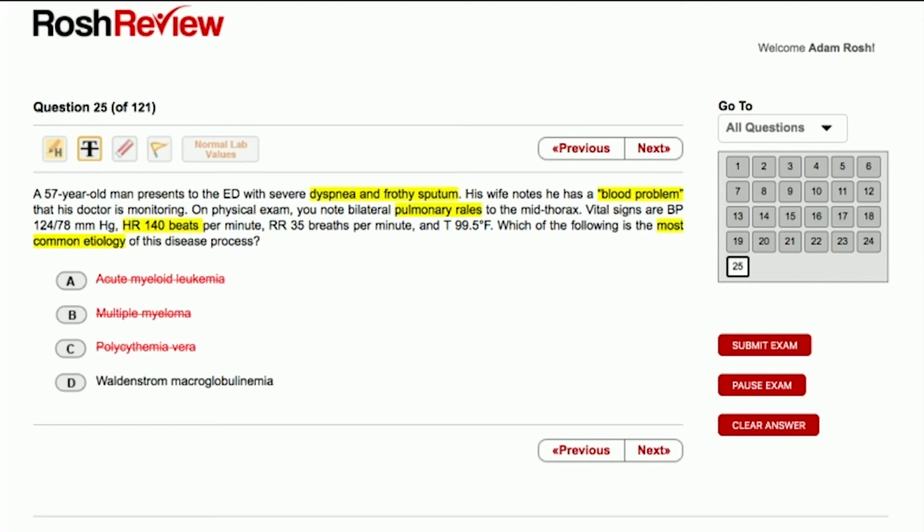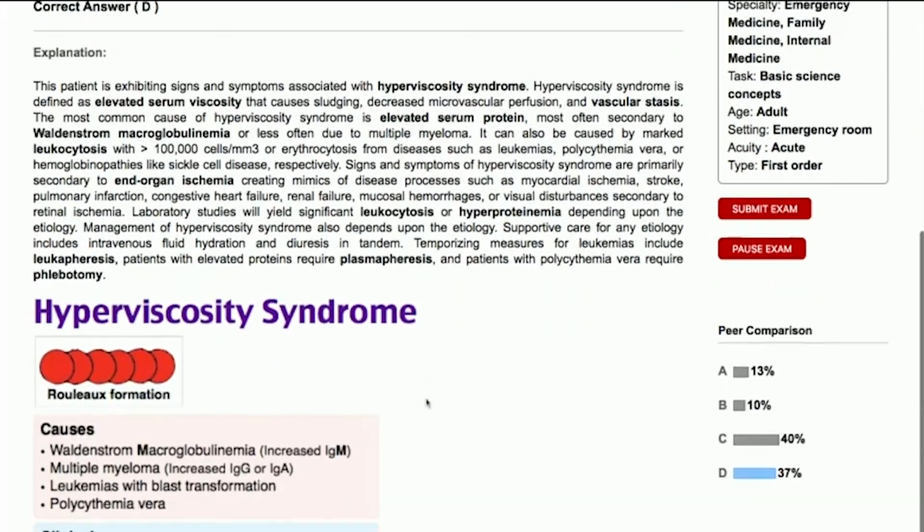So, from process of elimination here, even if I didn't know the most common etiology of hyperviscosity syndrome, my best bet here is to go with Waldenstrom macroglobulinemia. And let's see if that is correct. I'll choose answer choice D. And sure enough, that is the correct answer.